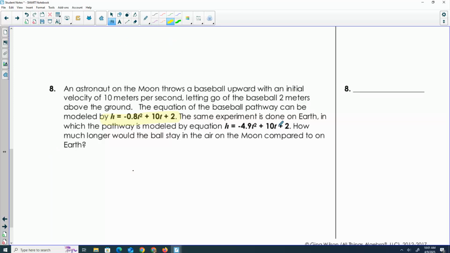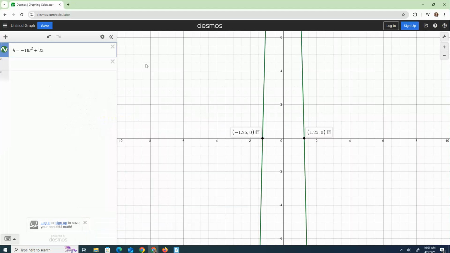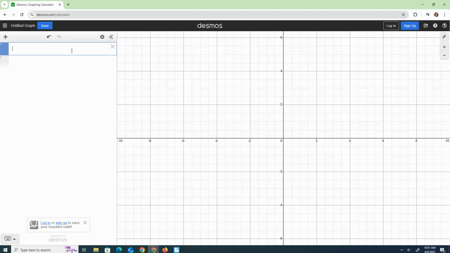The same experiment is done on Earth, in which the pathway is modeled by this equation. So obviously we know gravity's different on Earth and the moon, right? So the path of the ball will be different. How much longer would the ball stay in the air on the moon compared to the Earth? So what we have to do here is graph both of these things. So if I look at my first one, h equals negative 0.8t to the second plus 10t plus 2.